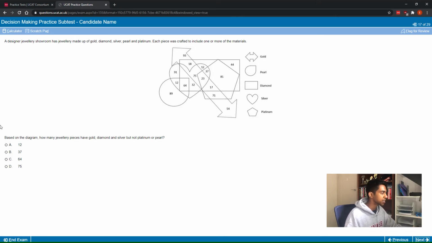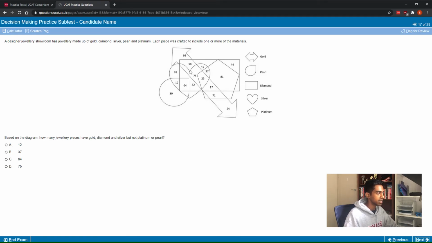So it says, based on the diagram, how many jewelry pieces have gold, diamond, and silver, but not platinum or pearl? So what I'll do first is just focus on the gold part. So I'll be looking at this gold arrow right here. And then I'm going to look at diamond. So that's the rectangle. So that's this part of intersect.